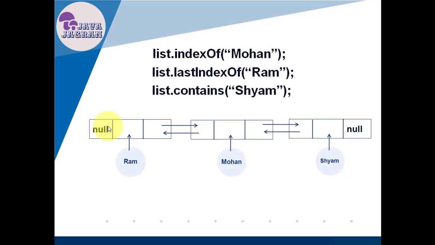Same like the contains method also. Suppose we pass some content. Contains will start searching from the beginning and call the equals method, and on whichever node the equals method returns true, it will simply return true. Else, if it reached till the last node and the next node is null, it will return false. So this is how the index-of and searching methods work.